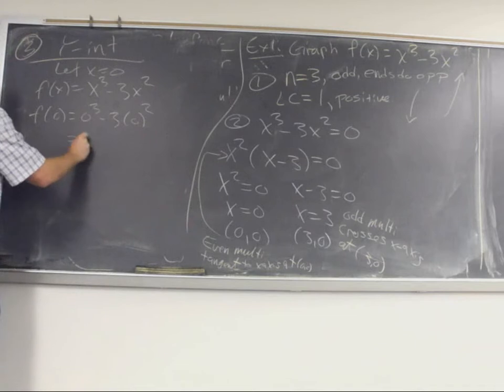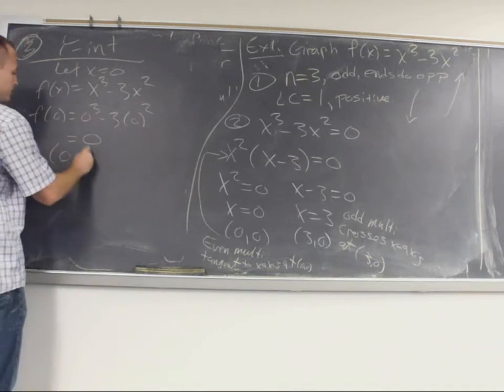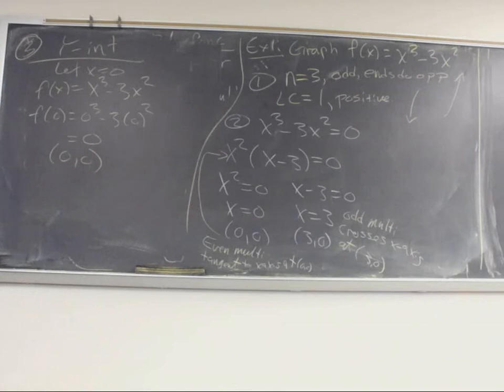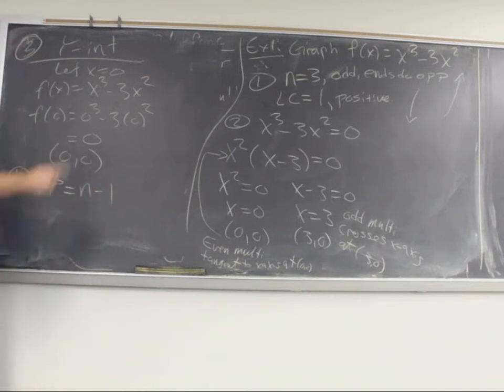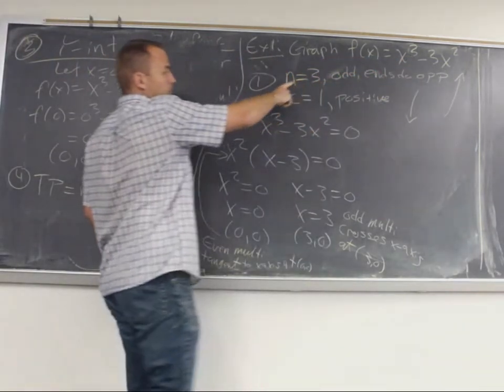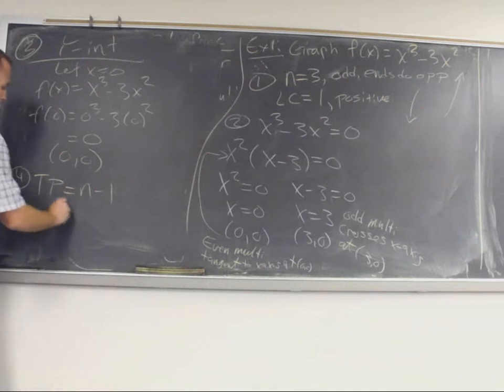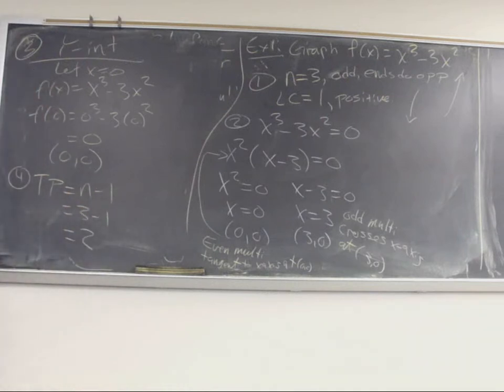Which is equal to 0. So that tells me my y-intercept is (0, 0). And then number 4, the turning points, is equal to n minus 1. We know that the degree here is the highest exponent, which is 3, and we found that in part 1 also. So this is 3 minus 1, which is 2. So we're going to need all this info to be able to graph this.